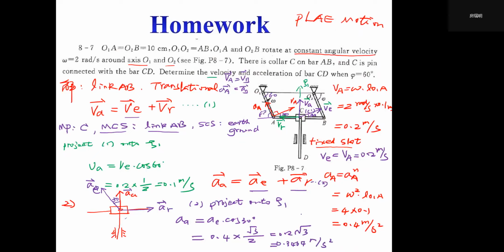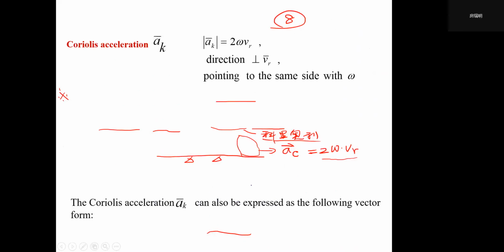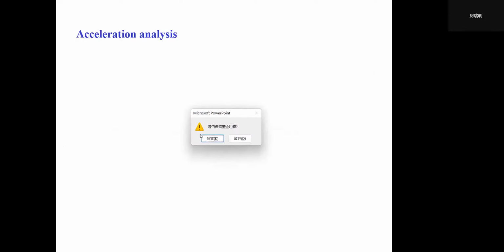So maybe you guys will find why we don't have a minus sign, why we don't have this, you know? What? I'm sorry.